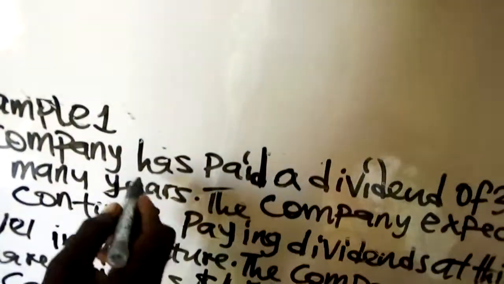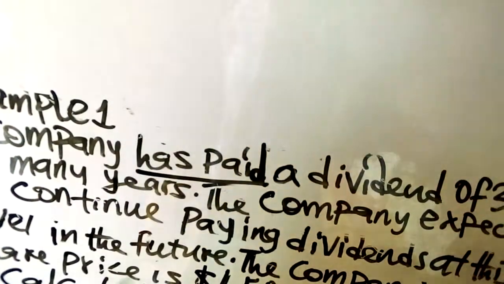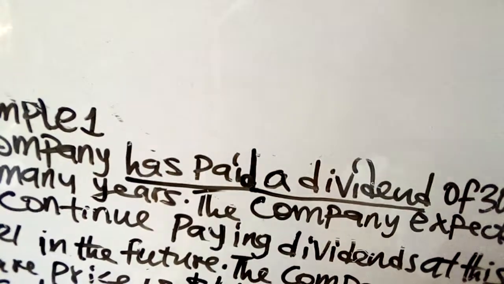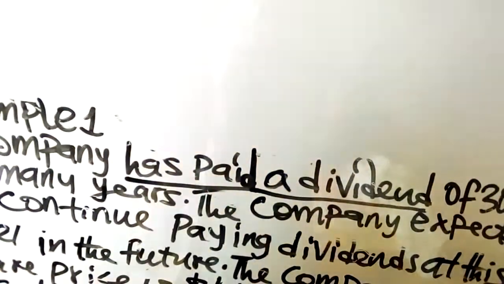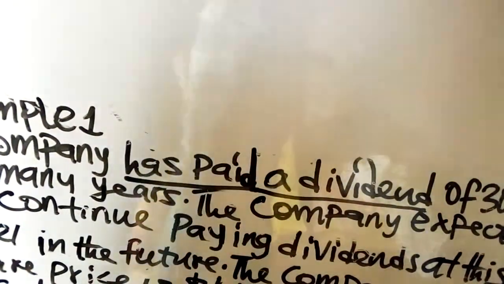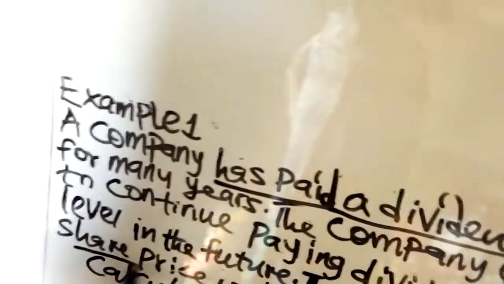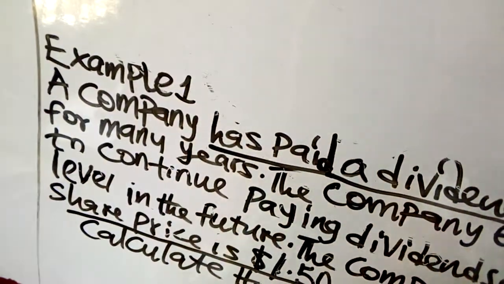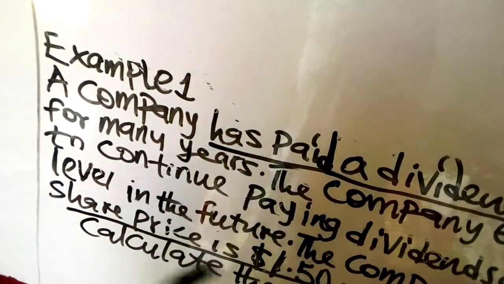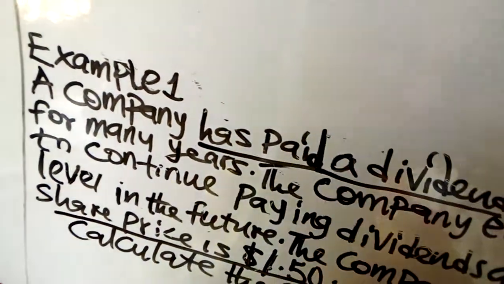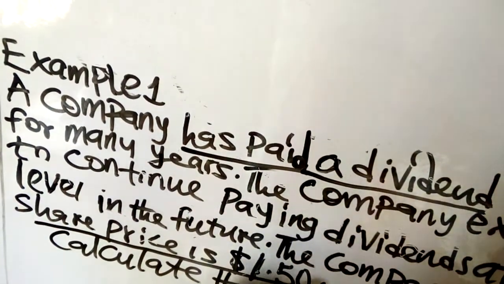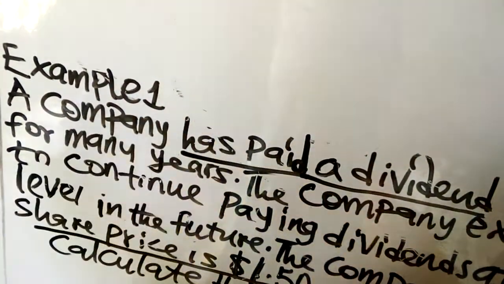We were told a company has paid a dividend. So since dividend has been paid, that means no outstanding dividend. In that case, the market value you are given is X div. But where dividend has not been paid, then that means the market value is cum div. So this one is X div because dividend has been paid.